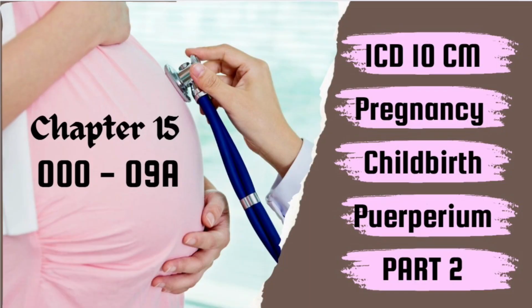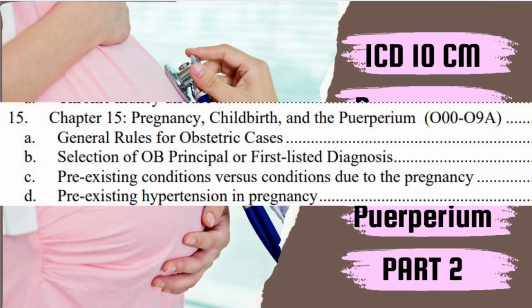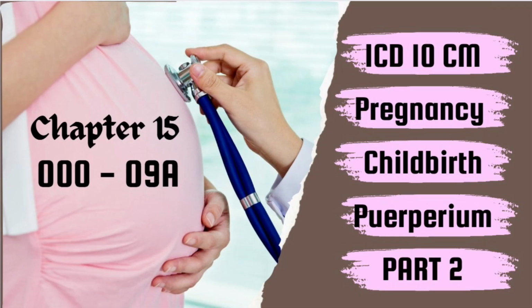In my previous video, we've already covered 4 points under chapter 15, ICD-10-CM, pregnancy, childbirth and the puerperium, O00 to O9A series. We've already covered the general rules for obstetric cases, then selection of OB principal or first listed diagnosis, pre-existing condition versus conditions due to the pregnancy, and we ended up with pre-existing hypertension in pregnancy. Because this pregnancy chapter is a very big chapter, and I wanted to explain each guideline in detail, I'm breaking this into part 1, part 2, and I think it will go into part 3 as well, because a lot of things should be covered in detail.